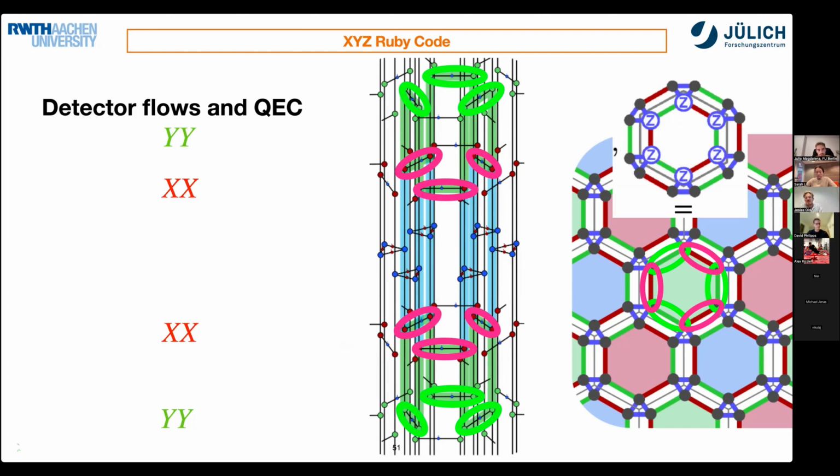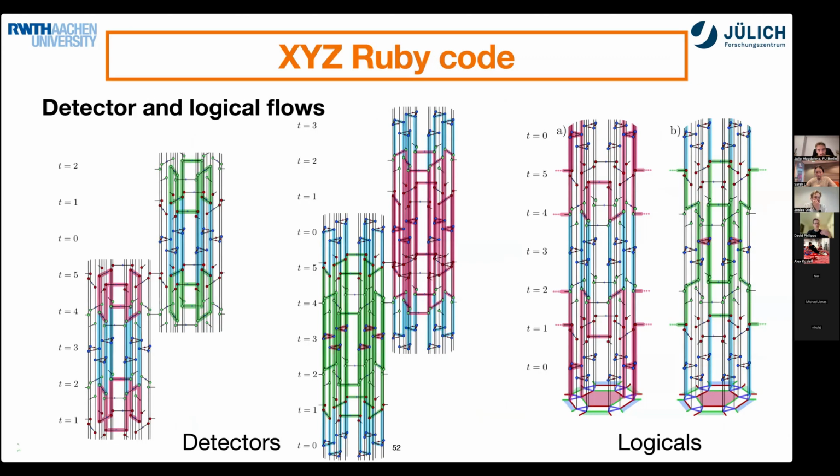Now, these are the symbols of detectors that you can find in this code. We have found another set of detectors which are related to different stabilizers, and we have also found logical flows that go once around the torus where we put this Ruby lattice, and in time go from the beginning of time to the end of time, and are therefore logical flows with input and output.